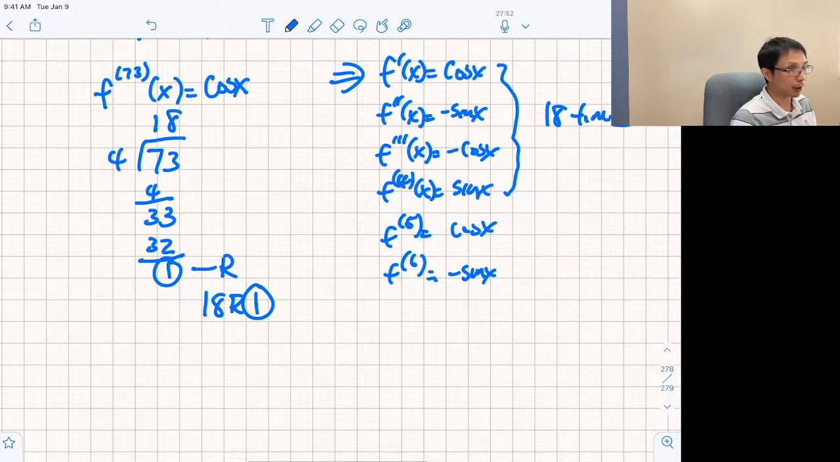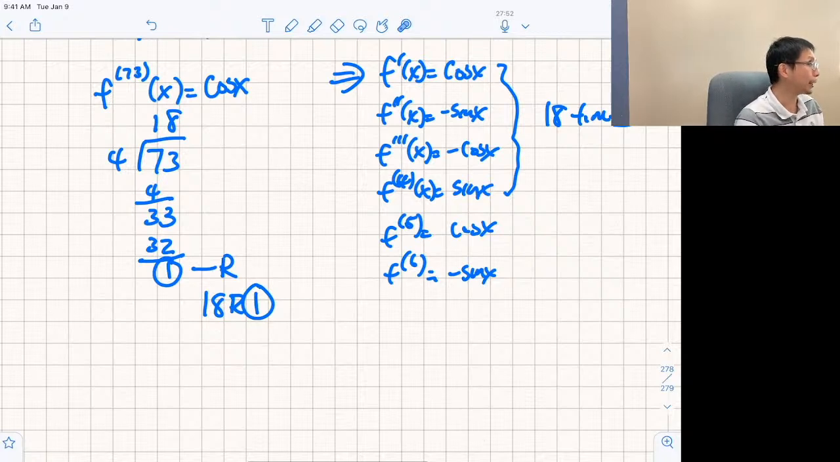So it's going to go through the cycle 18 times, and once the 18 times is finished, it's going to jump back to the start. So this is going to be the 72nd derivative, because it goes through 18 times, and then the 73rd derivative goes back to here. Does that make sense? It happens with a lot of things.